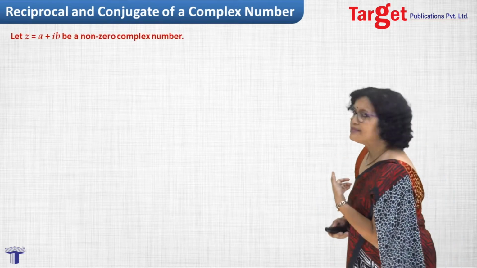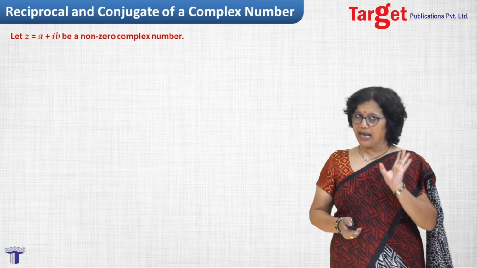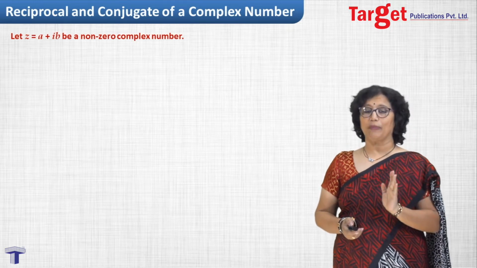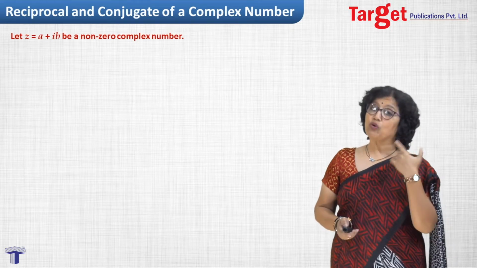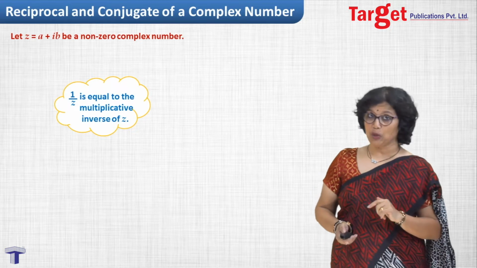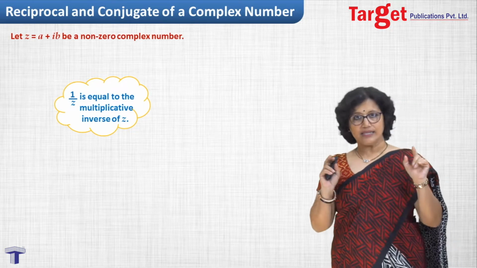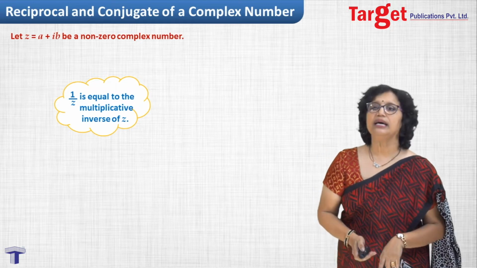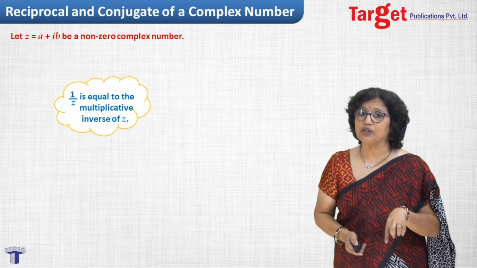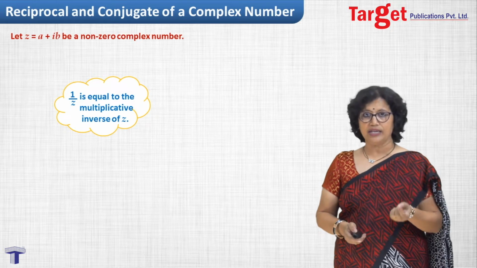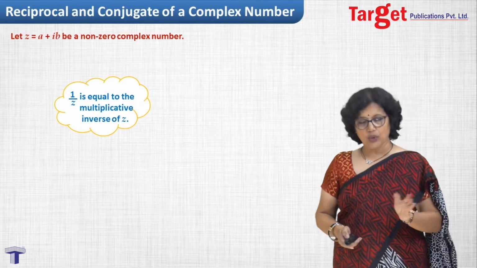So if I have z equal to a plus ib and I take that as an obviously non-zero complex number, why? Because I have to go for the reciprocal, which means I will have to go for 1 upon z, and that 1 upon z is nothing but the multiplicative inverse. That is the term or name used. And since z appears in the denominator, our condition is obviously z cannot be 0.